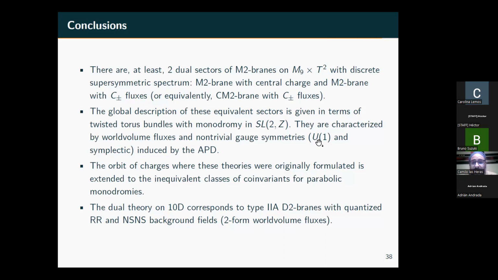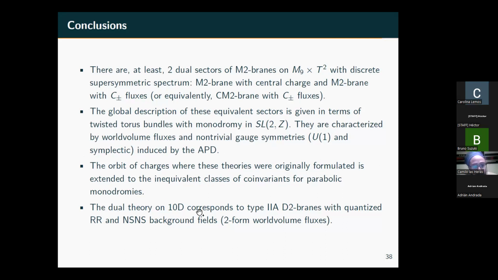The global description of these equivalent sectors is given in terms of twisted torus bundle with monodromy in SL2Z. They are characterized by world volume fluxes and non-trivial gauge symmetries, which are U1 and symplectic, induced by the area-preserving diffeomorphism. The orbit of charges where this theory was originally formulated is extended to the inequivalent classes of coinvariants for parabolic monodromies.